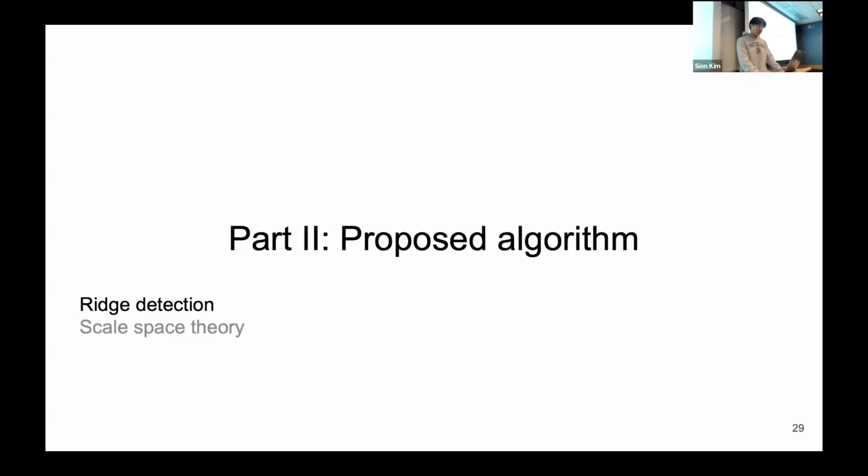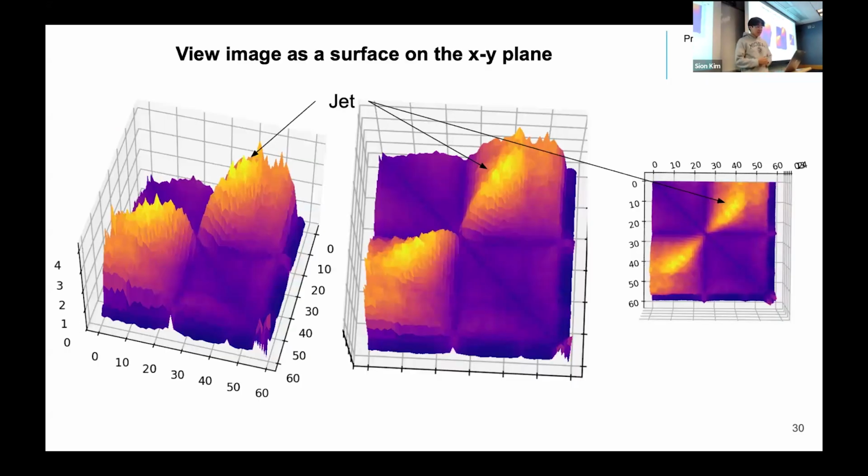So this is where I'm going to go into the proposed algorithm. The idea is you view the image as a surface on the XY plane. So this is the Hi-C visualized as a surface. It looks pretty cool. And this is a jet. You can get a grasp through these pictures of how a jet looks.